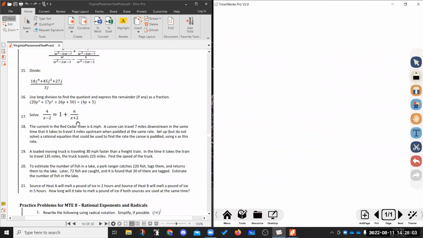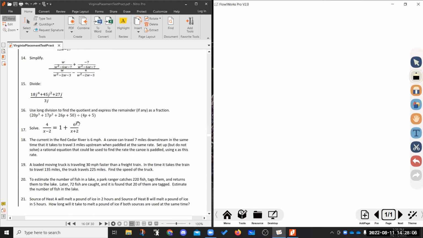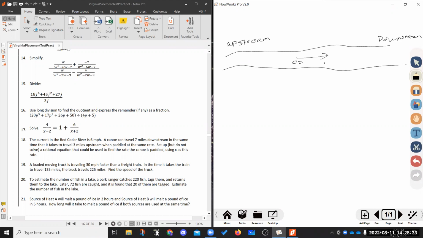All right, now we're going to do some the whole is equal to the sum of its parts problems. The current in the Red Cedar River is 6 miles per hour. So here's the river, and I'm going to say that this end here is downstream, and this end here is upstream, meaning that downstream is the direction that the current is flowing in, and it tells me that the current is 6 miles per hour.